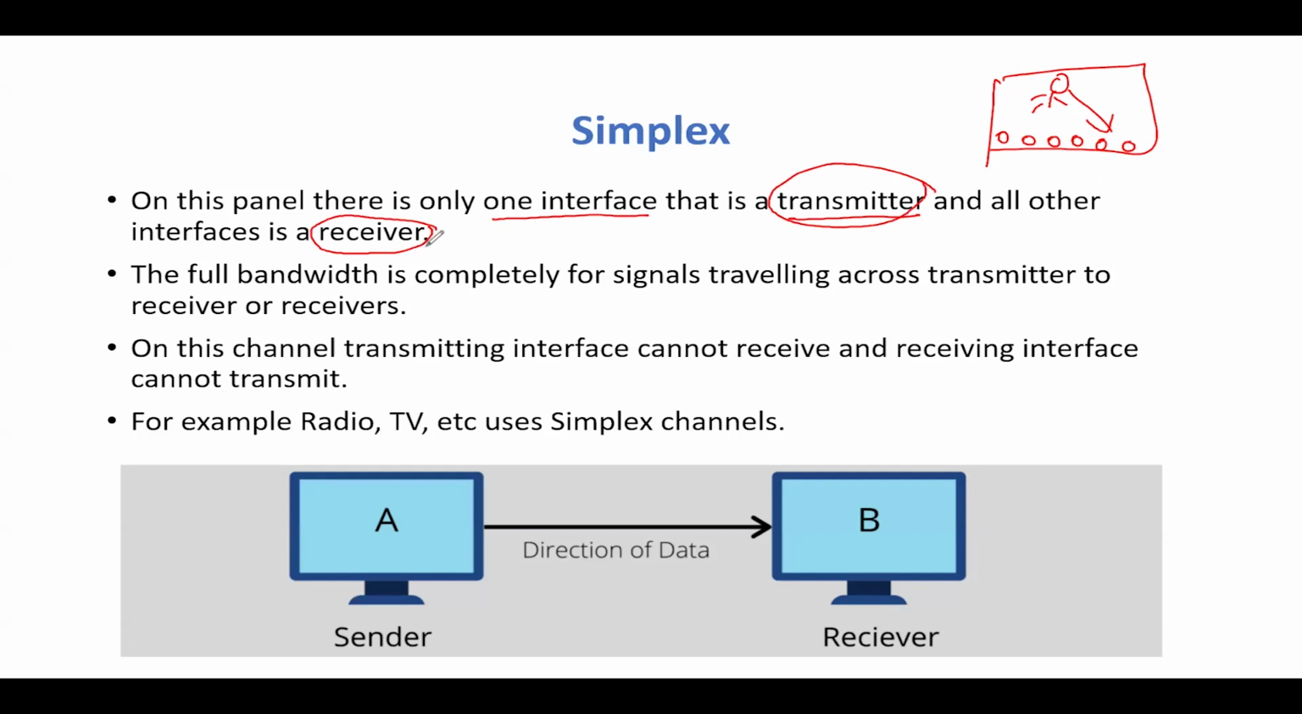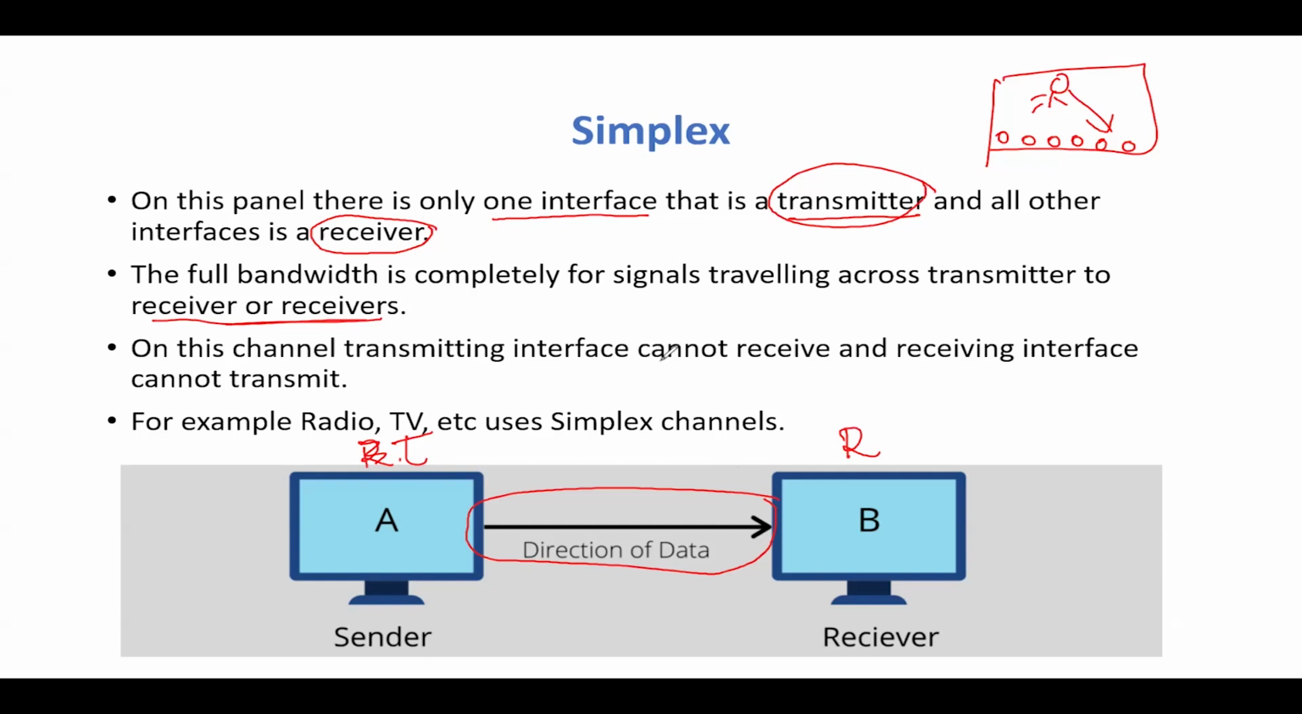Even your television can be an example for simplex, where we can only watch, and we cannot interfere or interact back to the TV or a radio or any kind of entertainment channel. Those examples are on simplex mode. The full bandwidth is completely for signals traveling from the transmitter to the receiver or receivers. So whatever the connection, the bandwidth the network has available is only for data transmission from the transmitter to the receiver, and not the other way.